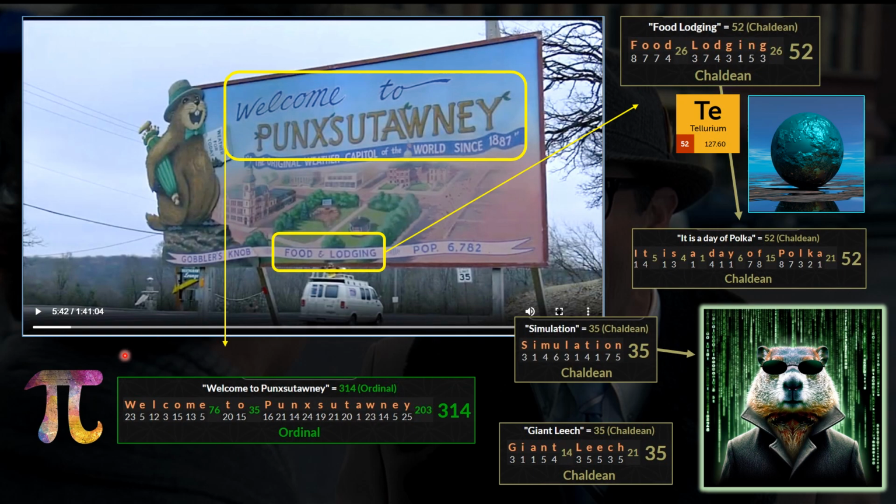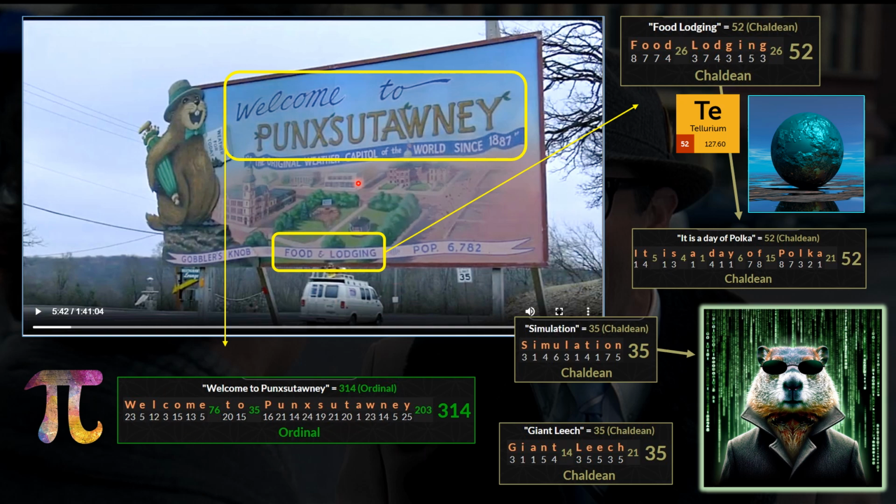And so after he rounds the corner, the next scene shows us the van driving under this giant sign that says "Welcome to Punxsutawney" on it. And when we take "Welcome to Punxsutawney" and put it in the calculator, we see that "Welcome to Punxsutawney" is 314, which is a perfect match to pi.